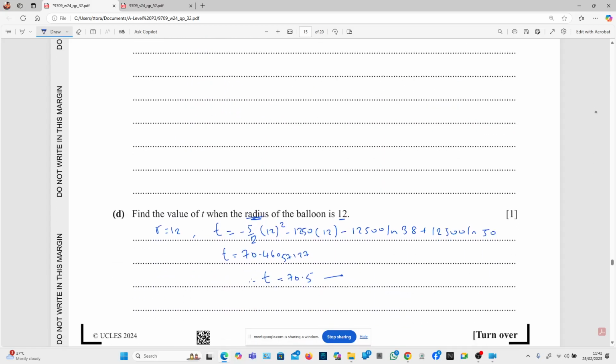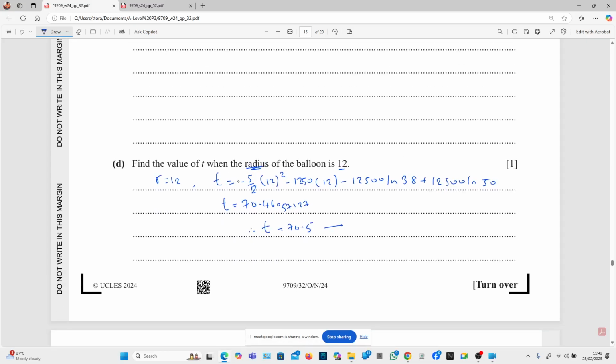If I do so, as you can see, the calculation has been done here just to save time. 5 over 2 times 12 squared, minus 250 times 12, minus 12,500 ln 38. Why 38? Because we had 50 minus 12, so that's going to turn into ln 38. And if you were to wrap this up, you should be able to get t as 70.5. I guess this question covers a lot in terms of differential equations as a word problem.